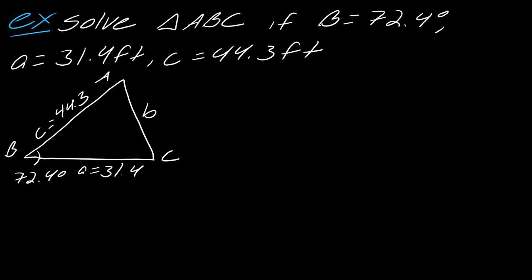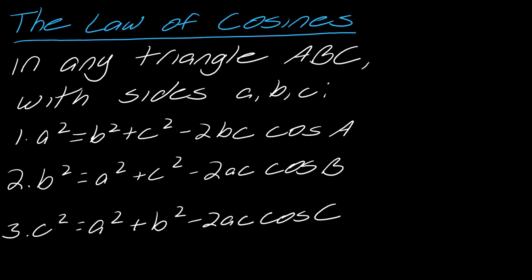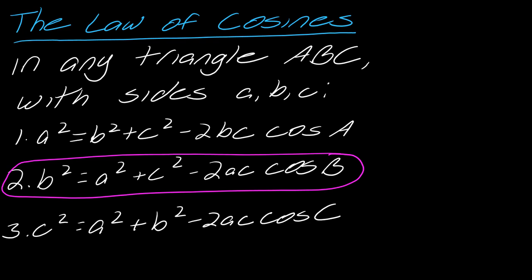Once you're at that point, I want you to appreciate the situation. I've got a side, an angle in between, and then another side. When you have this set of information, you are all systems go for the law of cosines. I want to figure out the side b squared, so if I strictly follow my formulas in the law of cosines, I want to use this version of the formula here.